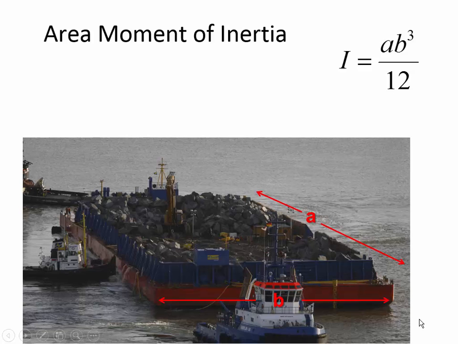One of the things we're going to need to remember when we measure and calculate the distance between the metacenter and the center of gravity is the area moment of inertia about the waterline. Let me bring the lights down just a little bit so you can see this image better. This is a barge, and you'll remember our area moment of inertia formula, AB cubed divided by 12.